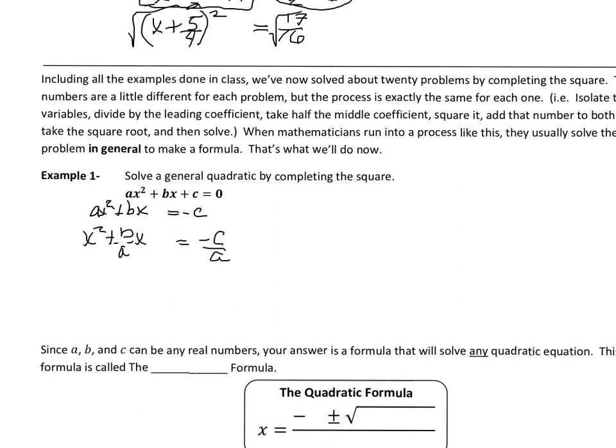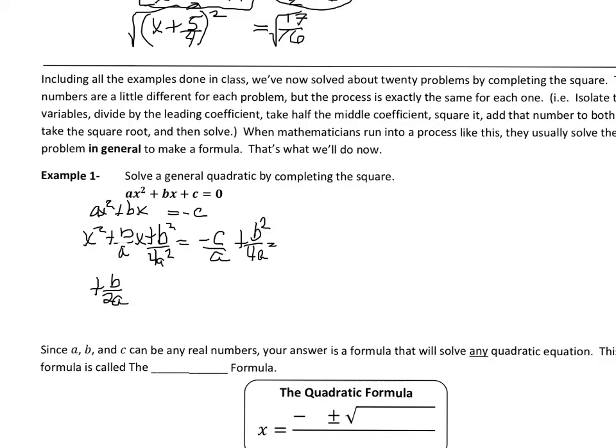So we take half of b over a, which is, and write this down, b over 2a. Half times b over a is b over 2a. Now we're going to square that, so that becomes b squared over 4a squared. I'm going to add b squared over 4a squared to both sides.